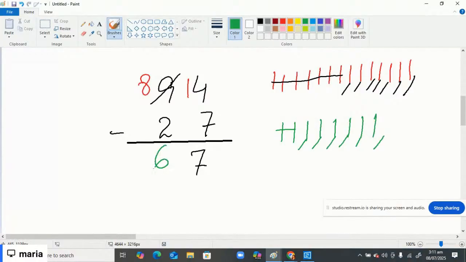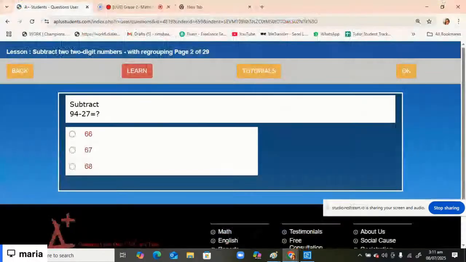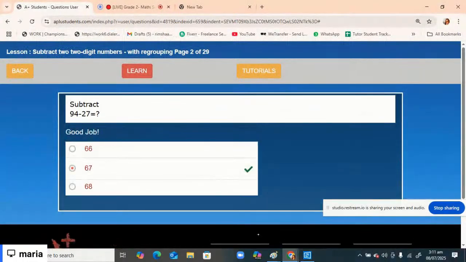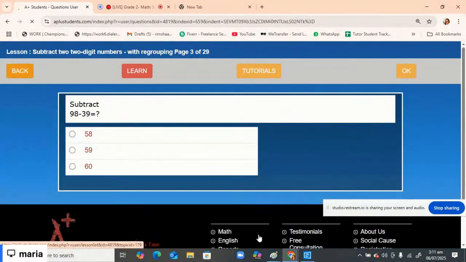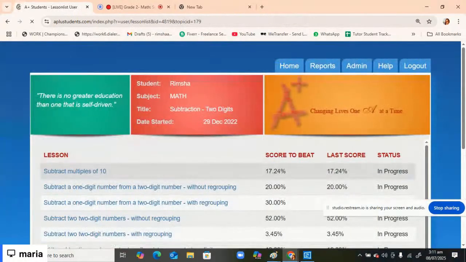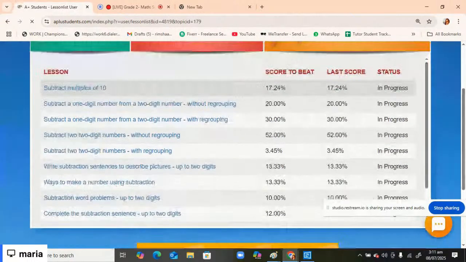Okay. So let's see, is there any option for 67? Yes, it's the second option. And this is also the right answer. Hope you guys understand this lesson. So now let's start the next lesson. So you guys practice the rest of the test questions by yourself.